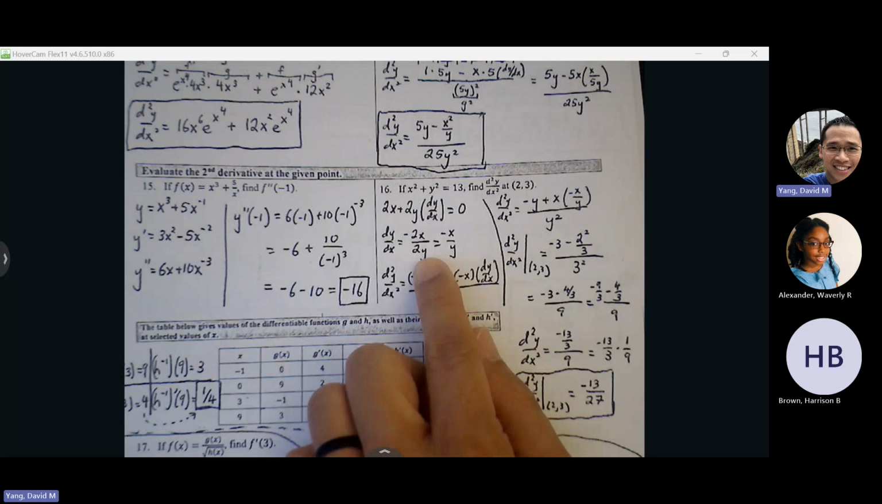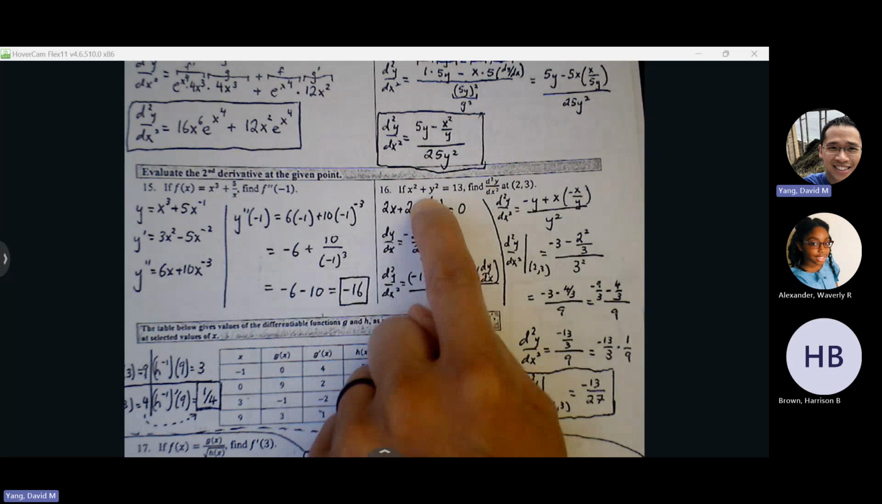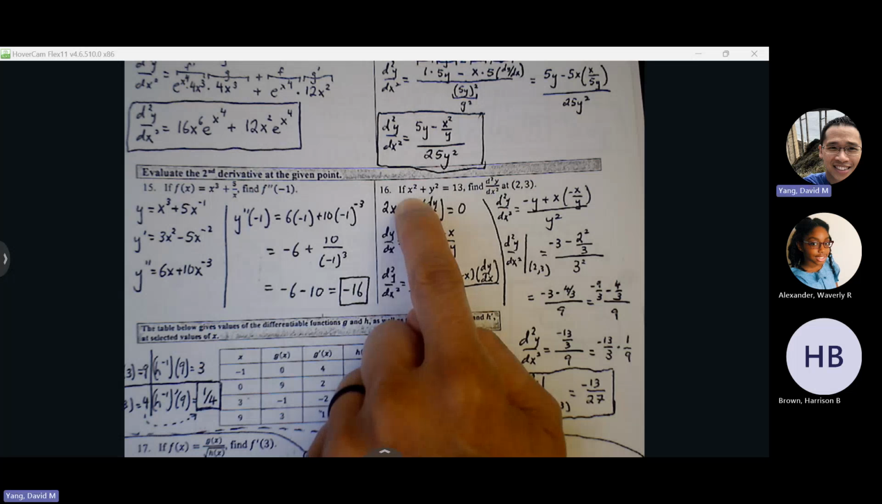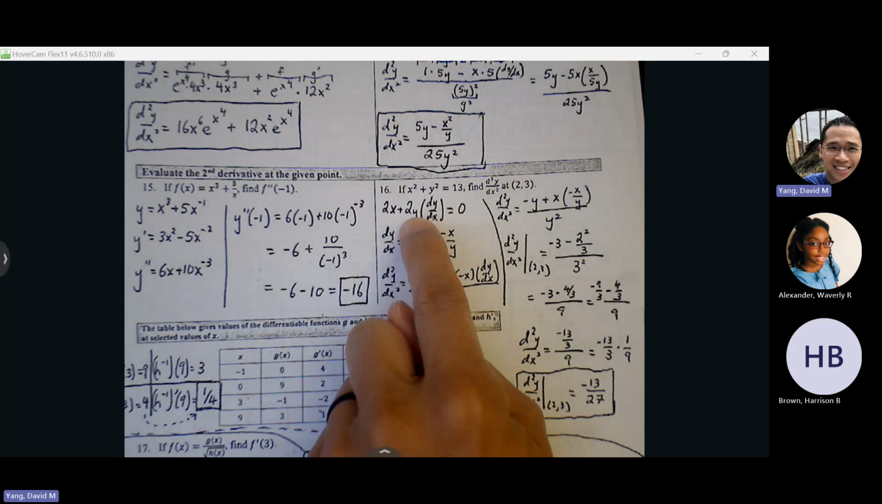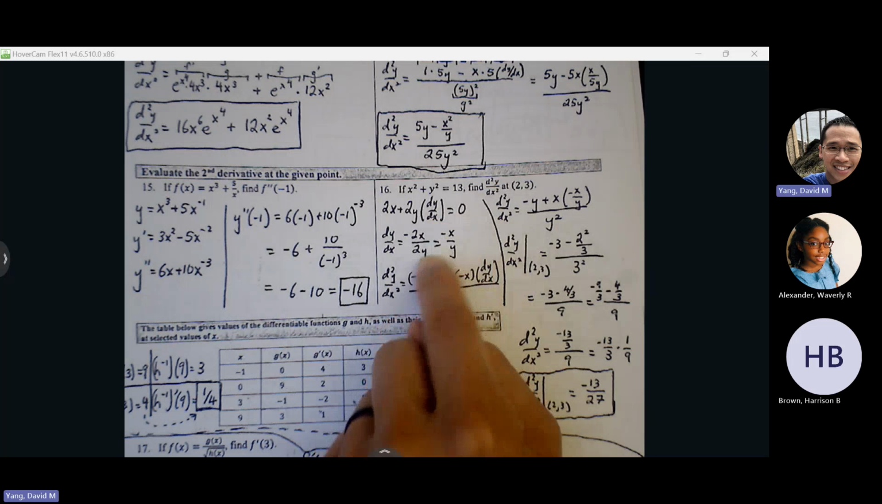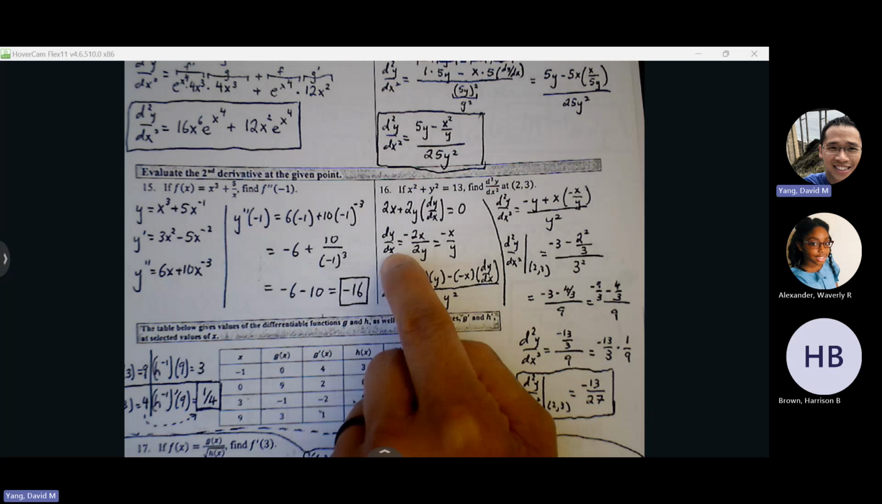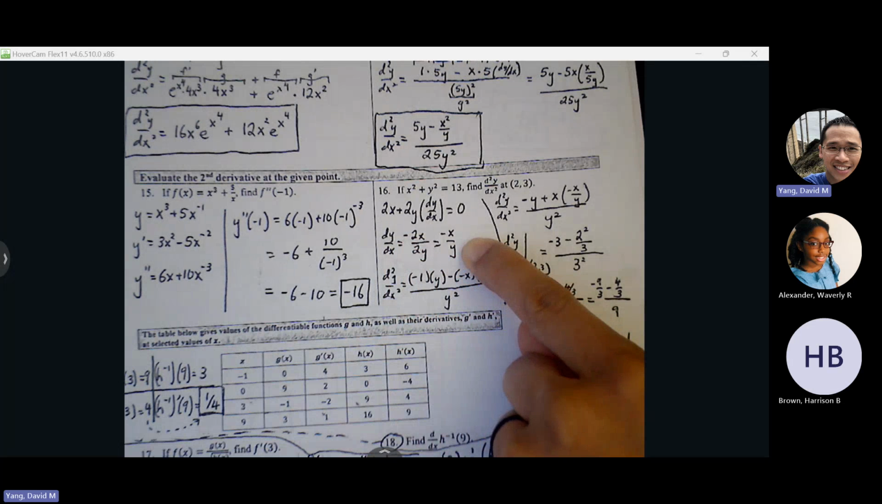Okay, so first, we go ahead and we find f prime first, or our dy dx first. So we jump into our derivative step. X squared becomes 2x, y squared becomes 2y, dy dx equals 0. And then we just solve for dy dx. So we subtract 2x, divide by 2y, and we clean up to negative x over y.